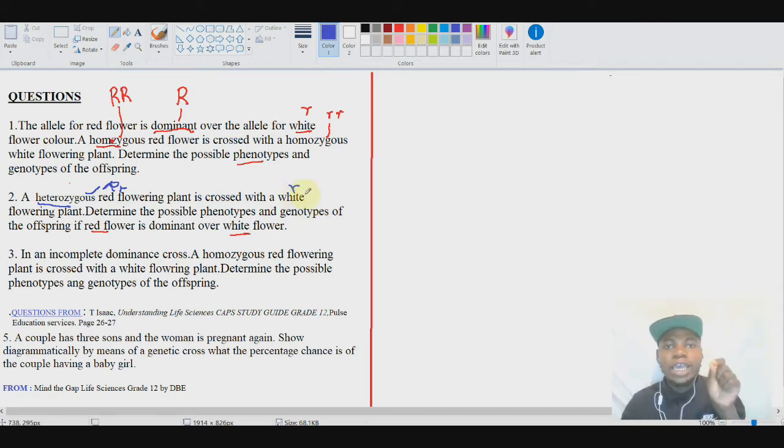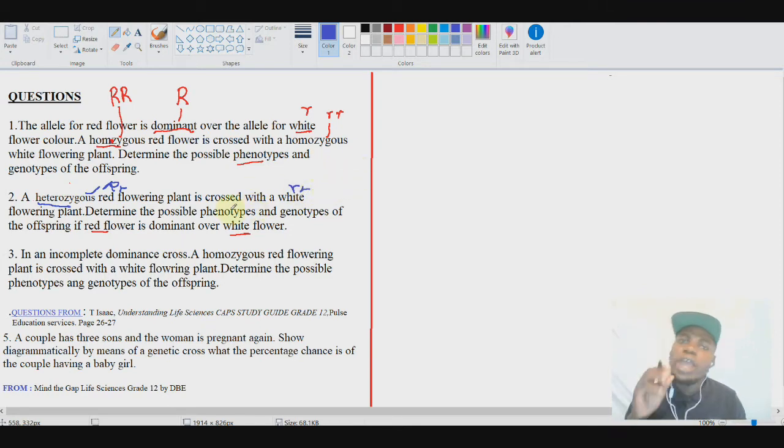Only when there is no dominant allele can the small allele be present in our phenotype. So that means in this case, for us to have a white flower, we can only have it when we have a homozygous recessive condition. That means you have two small r's, because the r's represent white, and white can only be present if we are in a homozygous recessive condition.